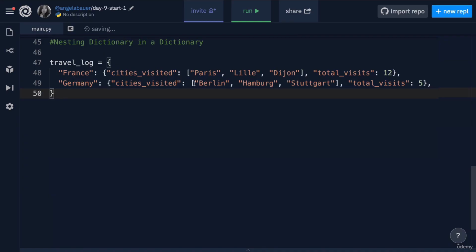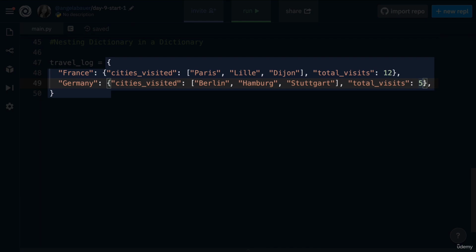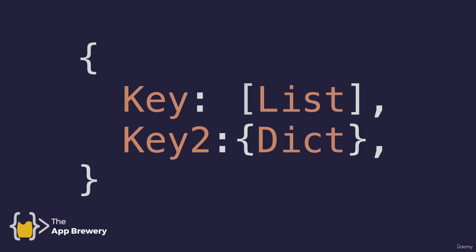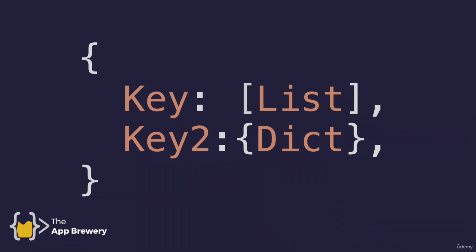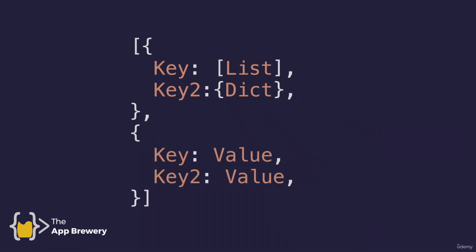And hopefully you would have done something similar to this. And so now our data structure is such that we've got a list nested inside a dictionary, which is in itself nested in another dictionary. Now that we've seen nesting lists inside dictionaries, dictionaries inside dictionaries, the last thing I want to show you is nesting a dictionary inside a list.